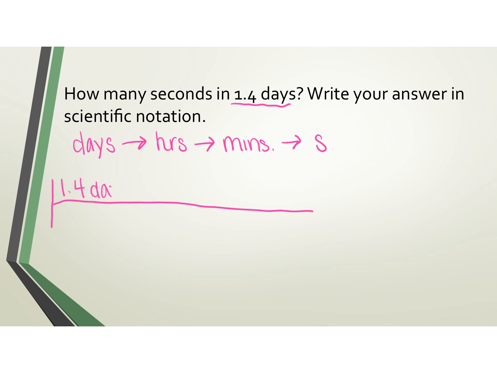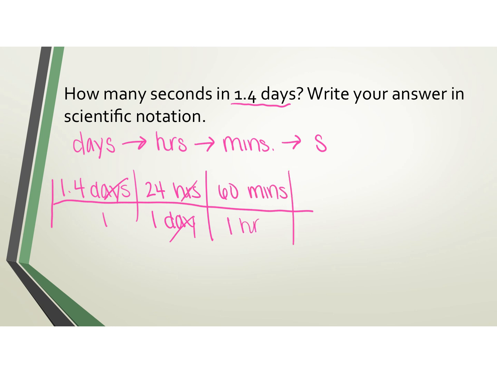1.4 days will go in the top box. And so now we have to get from days to hours. So I know for every 1 day, there's 24 hours. So days cancel. And now we're in hours. So now we're going to go from hours to minutes. So now for every 1 hour, there's 60 minutes. Hours cancel. And now we can go from minutes to seconds. So for every 1 minute, there's 60 seconds. So again, minutes cancel and only seconds are left.